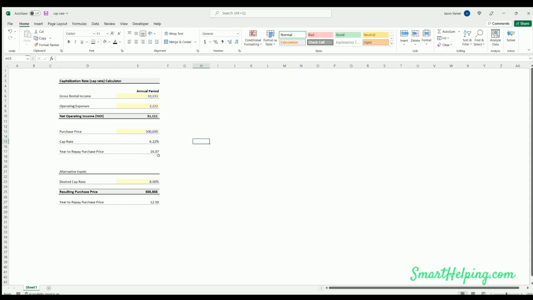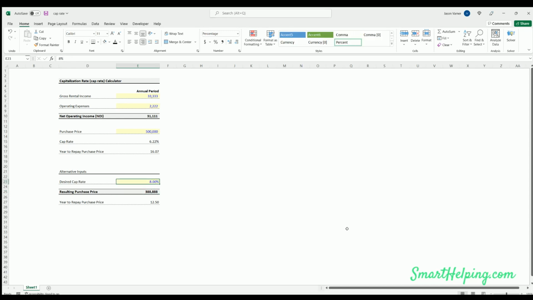Now, you can also do some other drivers for your inputs. For example, instead of saying what you want your purchase price to be and seeing the resulting cap rate, you could say what your desired cap rate is and see what the resulting purchase price would be at that cap rate with this NOI. So at 31,000, if I want an 8% cap, the value of the property would be 388,000 at that point. So the higher the cap rate, the lower the value.